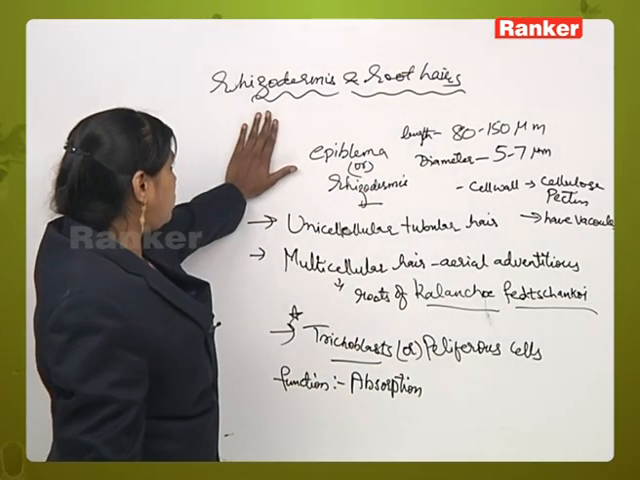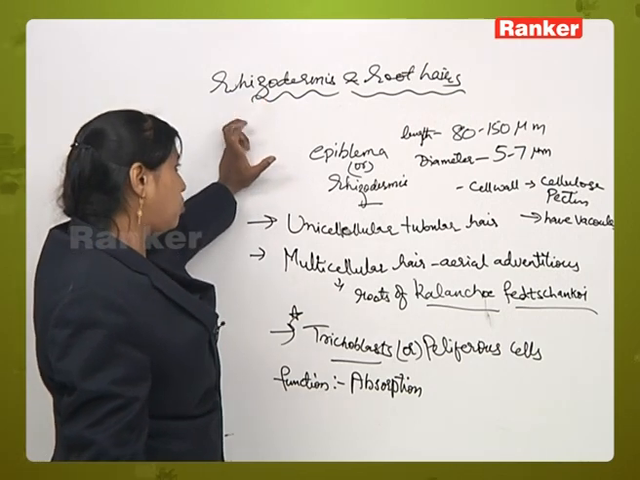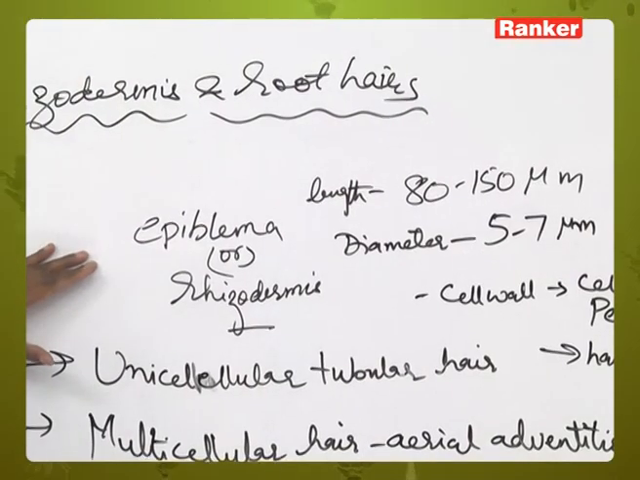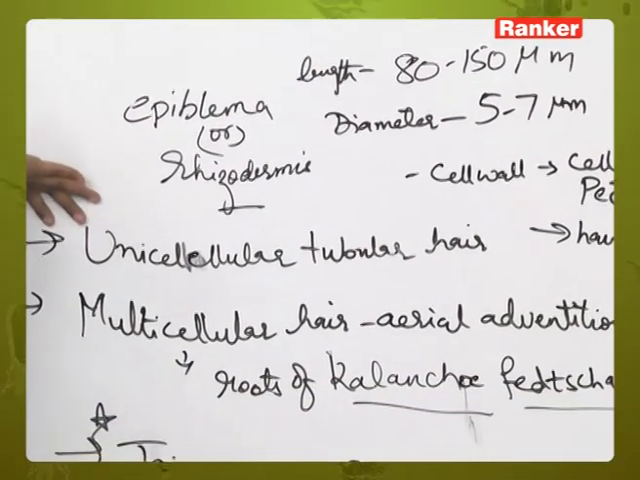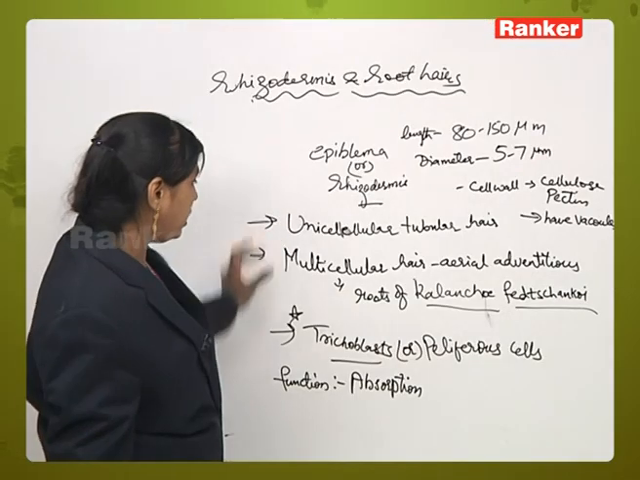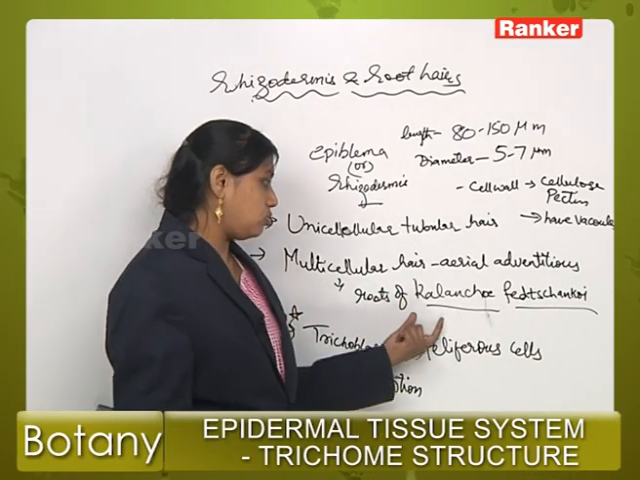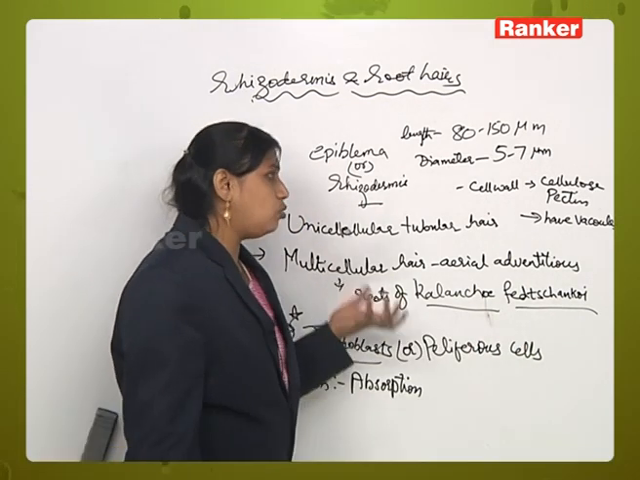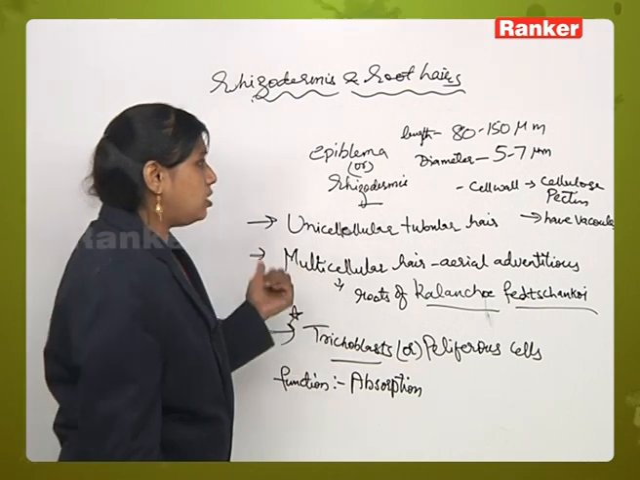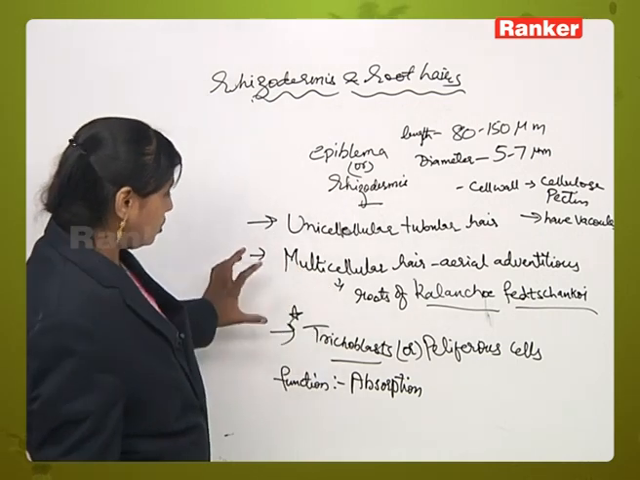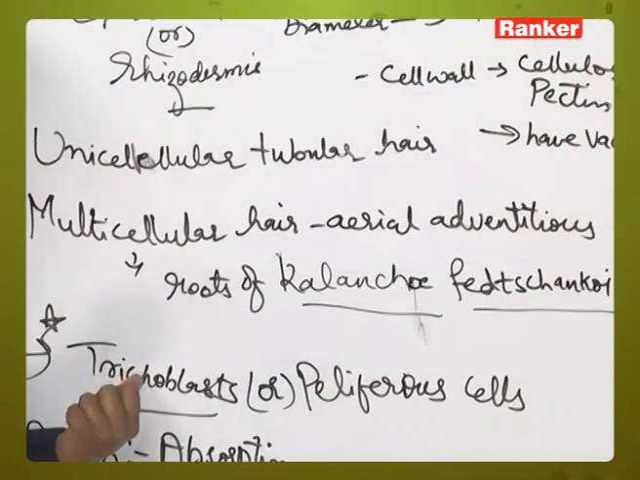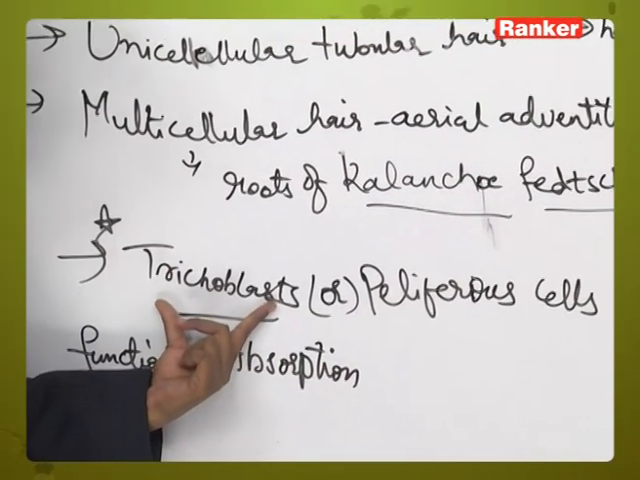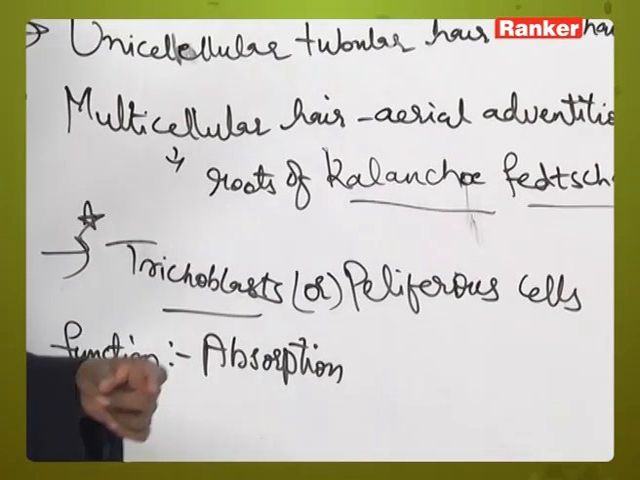So the hairs present in the roots are called root hairs, and the rhizodermis is alternatively called epiblema. The normal root hairs present in the rhizodermis are unicellular tubular hairs, but in the adventitious roots of a particular plant, Kalanchoe pinnata, multicellular hairs are present. The rhizodermal cells which give rise to root hairs, which are smaller with dense cytoplasm, are called trichoblast cells, pelliferous cells or peripheral cells.